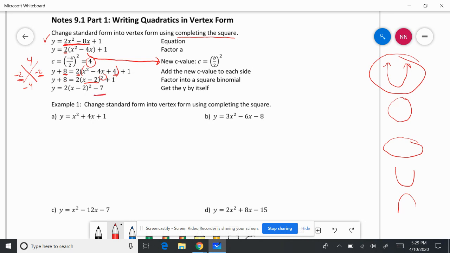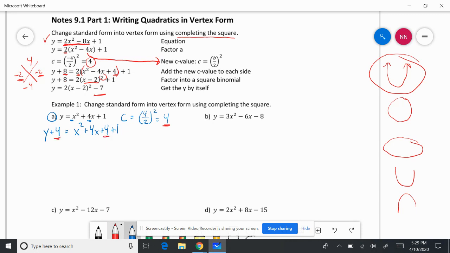Now, with our example, looking at letter A, this one's a little bit easier because if you look, our a value is 1. So we don't have to do the first step. We're going to jump to the second step, which is finding our new c value. We're going to take the 4, divide it by 2, and square it. 4 divided by 2 is 2, squared is 4. So I have y plus 4 equals x squared plus 4x plus 4 plus 1. So what I ended up doing is adding a 4 on both sides of the equation.